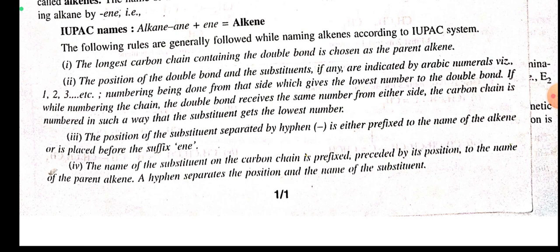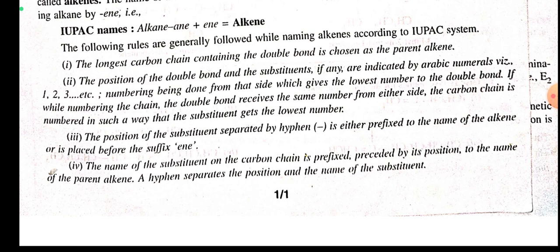The longest carbon chain containing the double bond is chosen as the parent alkene. The positions of the double bond and the substituents, if any, are indicated by Arabic numerals 1, 2, 3, etc. Numbering is done from that side which gives the lowest number to the double bond. If while numbering the chain, the double bond receives the same number from either side, the carbon chain is numbered in such a way that the substituent gets the lowest number.